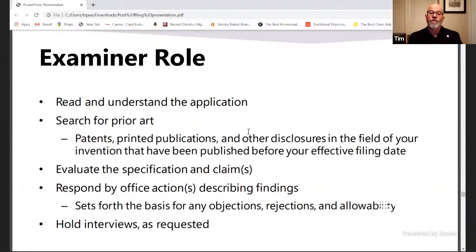The examiner also evaluates the specification and the claims for the requirements of 35 USC. These are the congressionally enacted laws. Section 112 goes to the adequacy of the disclosure: have you taught how to make it and use it, and the best mode? Sections 102 and 103 go to prior art. Under 102, is the invention anticipated, that is, has the same thing been done in the prior art? Or under 103, is it obvious over things that have been done in the prior art?